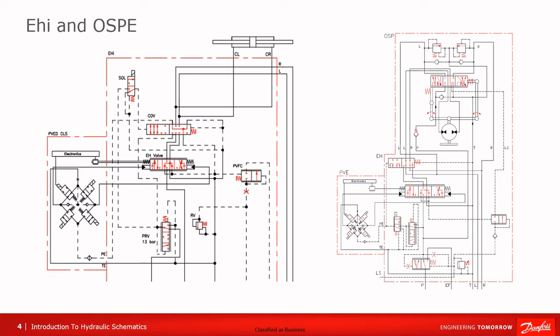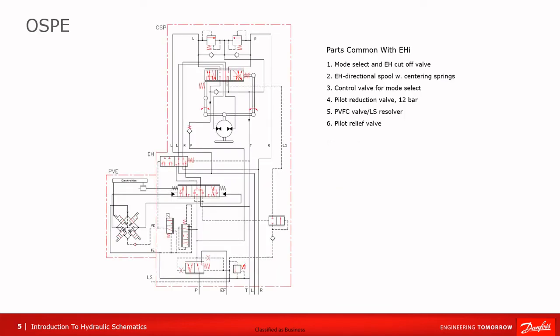The parts we've seen from the EHI include the mode select and EH cutoff valve, the EH directional spool with centering springs, the control valve for mode select, the pilot reduction valve, the PVFC valve or LS resolver, and the pilot relief valve. The new parts include shock valves to limit the max pressure on the servo side to reduce external impact on the steered wheels, suction valves to avoid cavitation in the steering cylinder circuit.